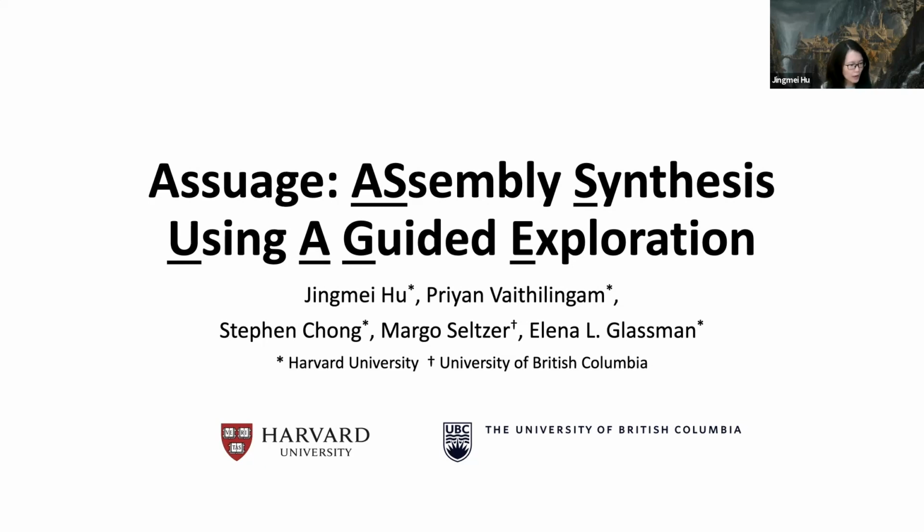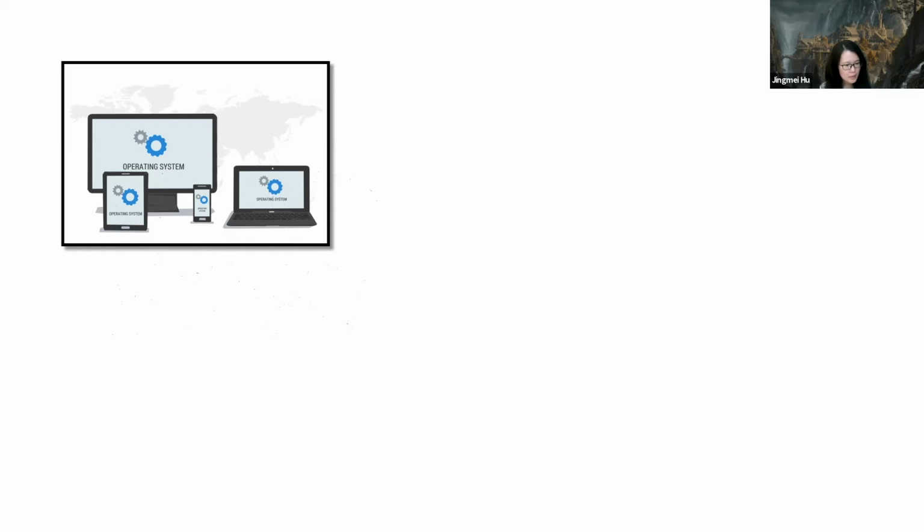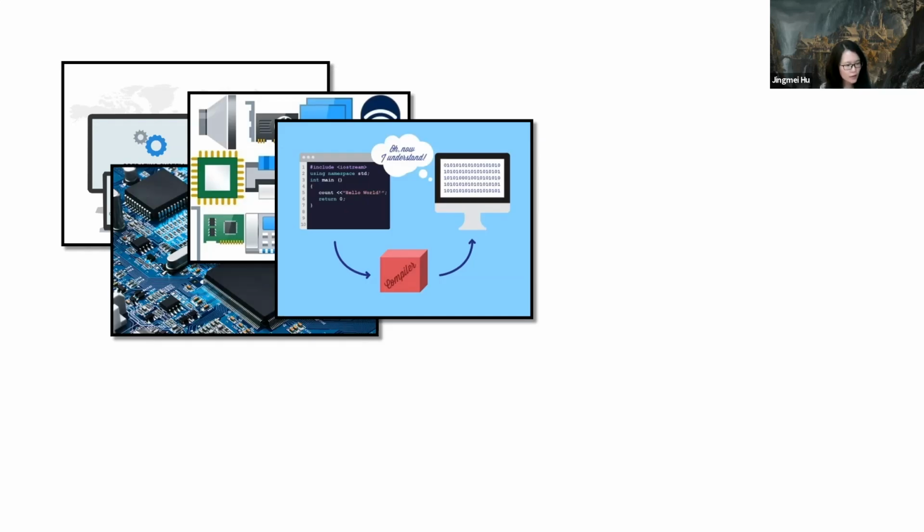Hi, I'm Jingmei Hu, and I'm going to introduce Assuage, assembly synthesis using a guided exploration. Although most software is written in high-level languages, there is still a large body of critical software that must be written in assembly, such as machine-dependent operating systems, embedded systems, device drivers, and some optimizations in a compiler.